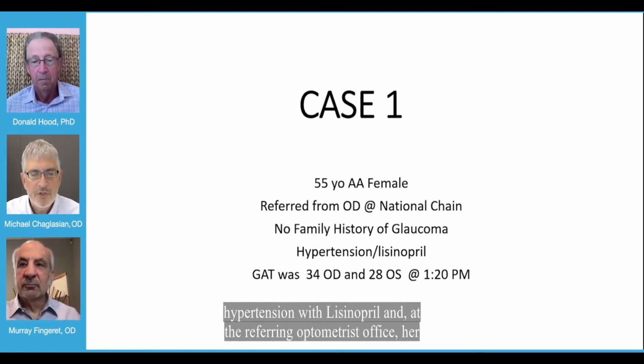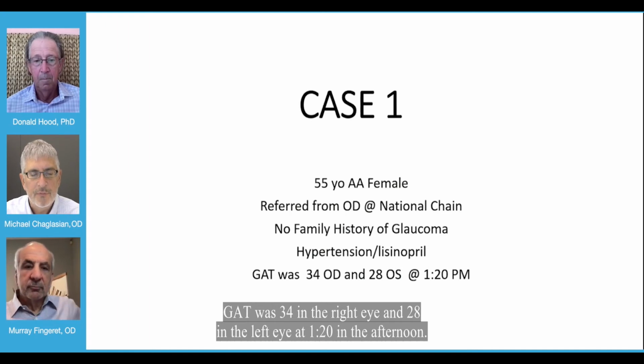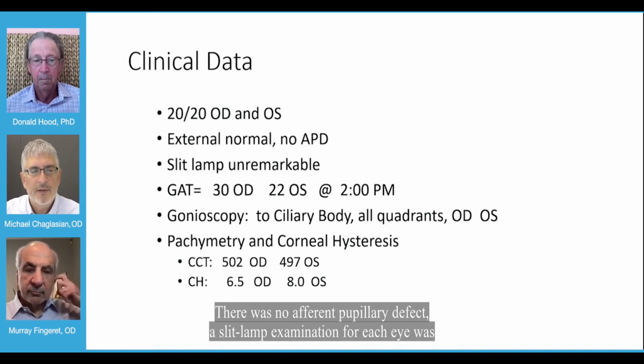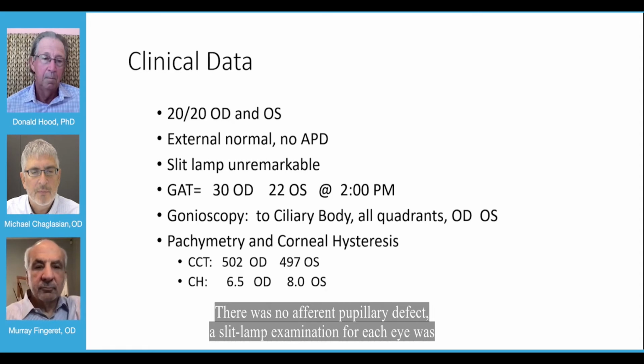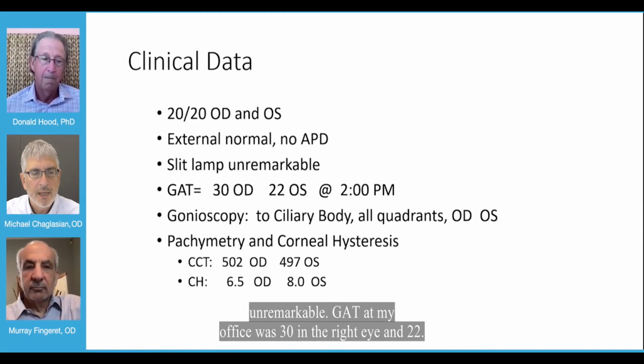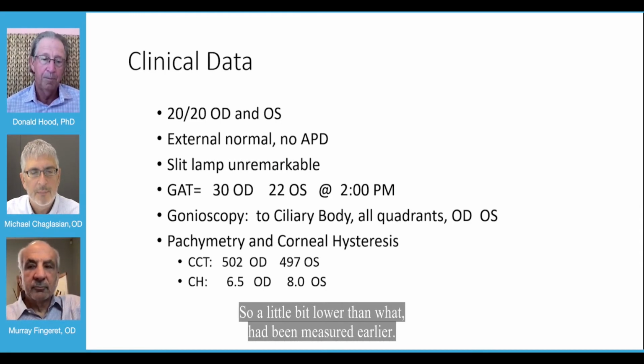Patient is being treated for hypertension with lisinopril. At the referring optometrist's office, her Goldmann applanation tonometry was 34 in the right eye and 28 in the left eye at 1:20 in the afternoon. Here's some further clinical data. 20/20 vision in the right and left eye. External examination was normal. There was no afferent pupillary defect. Slit lamp examination for each eye was unremarkable. Goldmann applanation tonometry at my office was 30 in the right eye and 22, so a little bit lower than what had been measured earlier, also at an afternoon time point.